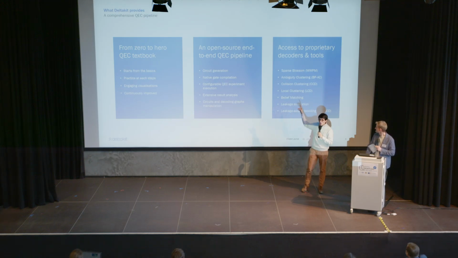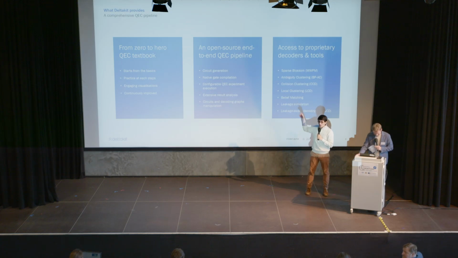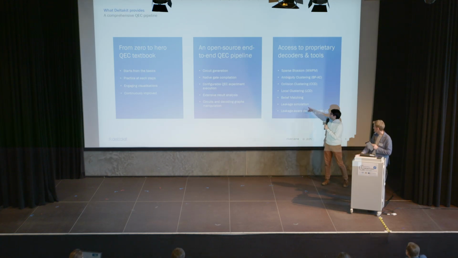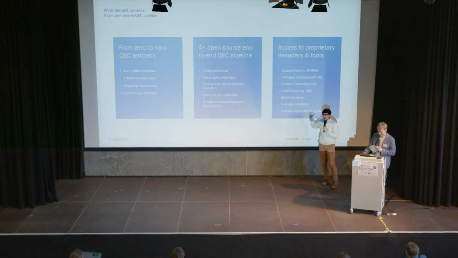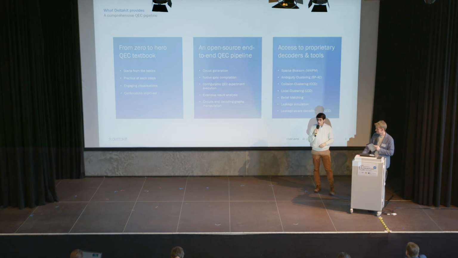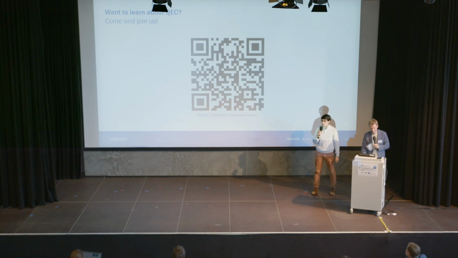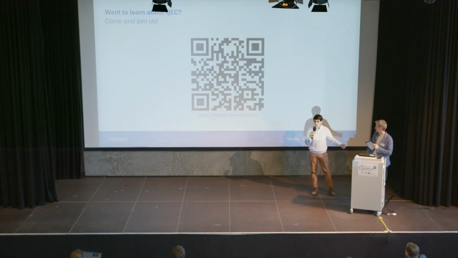You have access to a lot of decoders within Deltakit, and you can try them out. I just want to highlight one thing here. You have leakage-aware simulation, which is important for superconducting devices, or when you want to simulate noise for superconducting devices, and leakage-aware decoders that can use leakage information to improve the decoding performance. So if you are interested, come and join us, open issues, open PRs, talk to us.